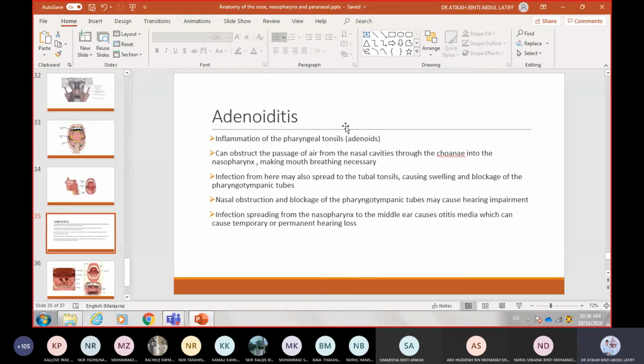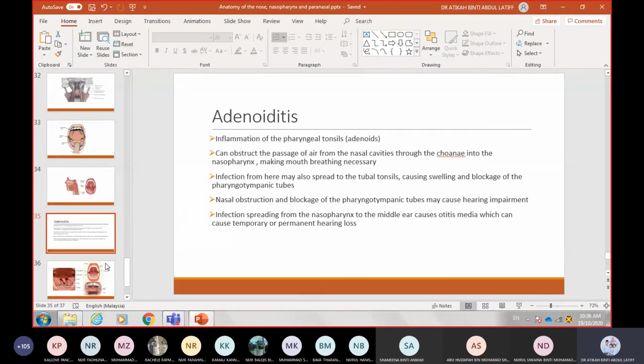If you have infection or inflammation of the pharyngeal tonsils, it is called adenoids. If it is very big, it can obstruct the passage of air from the nasal cavities through the choana into the nasopharynx, and the patient has to breathe through the mouth, as no air can pass through the nasal cavities into the nasopharynx.